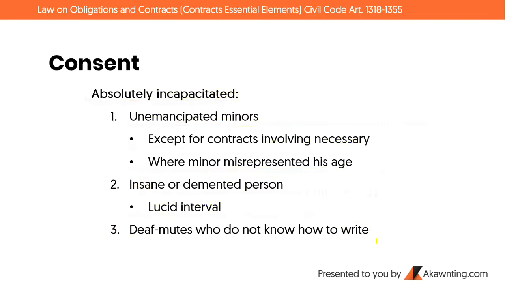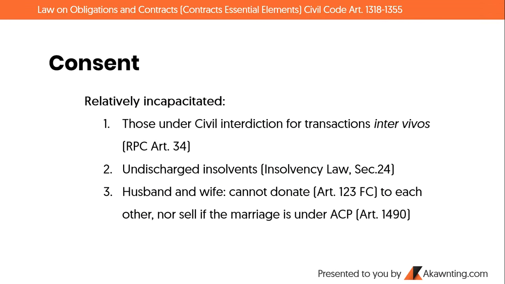Next, relative incapacity. So when we are talking about relative incapacity, there are persons who are generally capacitated to enter a contract. However, they are not capacitated to enter certain contracts. For example, those under civil interdiction. Civil interdiction for transaction inter vivos. So revised penal code Article 34, undischarged insolvent.